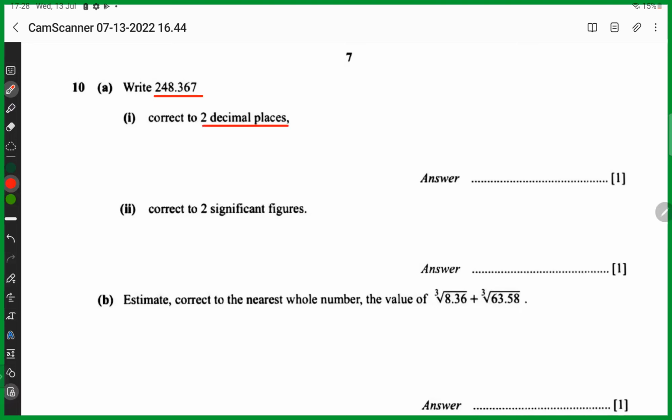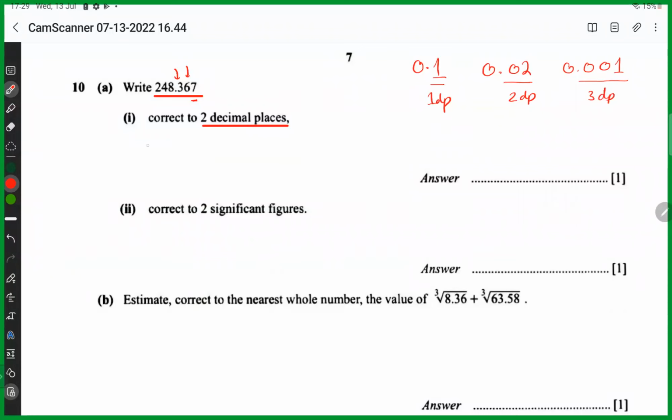Now decimal places means this is 1 decimal place, this is 2 decimal places, and if I'm writing down a number on this position, it would be the 3rd decimal place. So this is the 1st decimal place, then we have 2 decimal places here, then if a number is of this type, we have 3 decimal places. 1 number after decimal, 2 numbers after decimal, and 3 numbers after decimal.